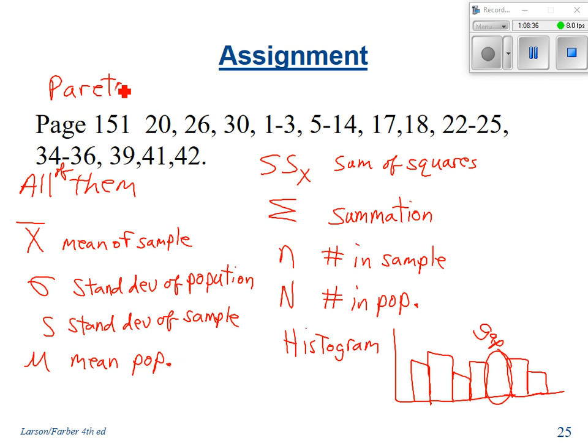Pareto. Remember a Pareto graph, what's it do? Largest to smallest. And the bars don't actually have to touch. I made them touch there, but they don't have to. The dot plot. Dot plot would look something like this.